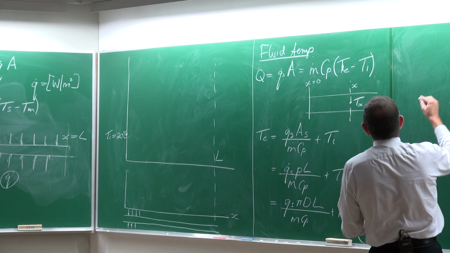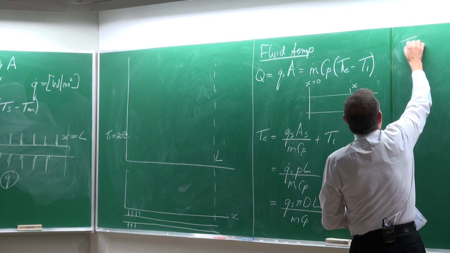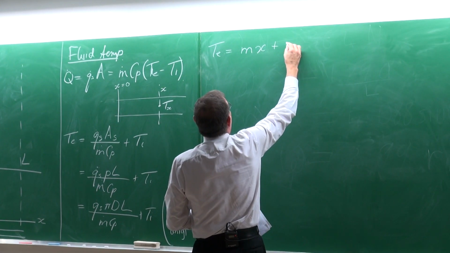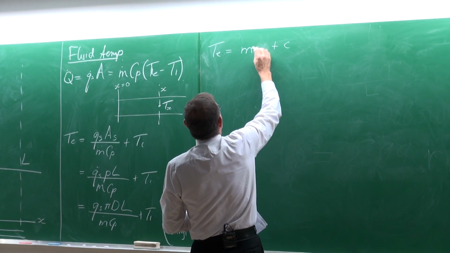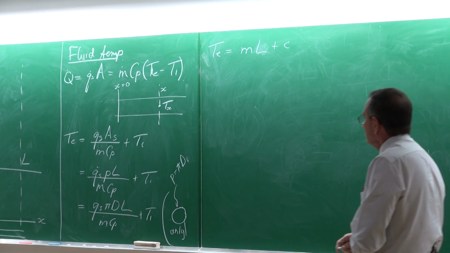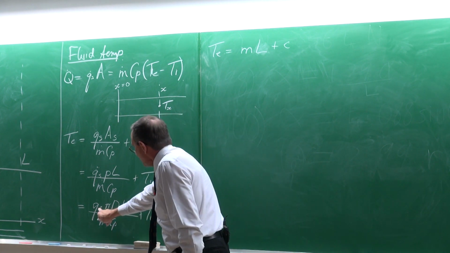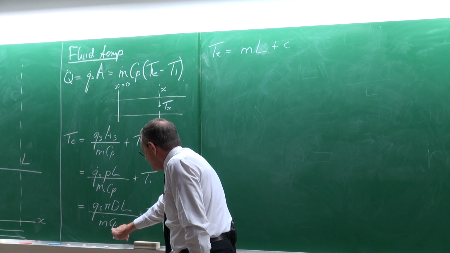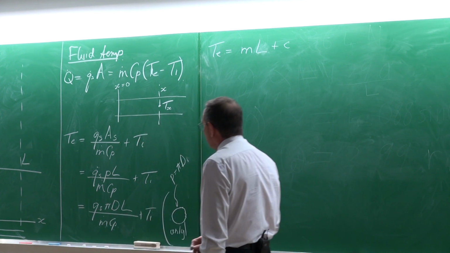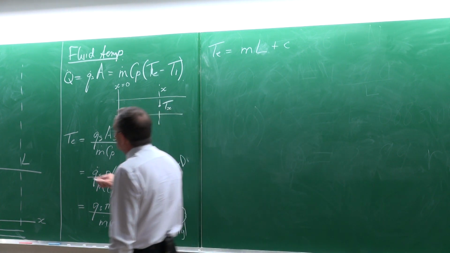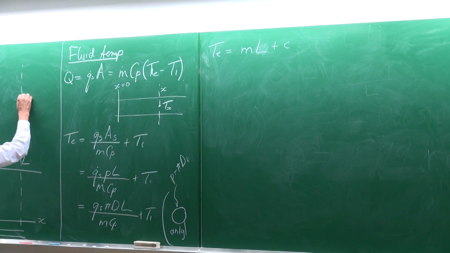So in general, we can see that the outlet temperature is equal to mx plus C. Where in this case, x is now equal to L, so mL plus C. This is a constant, that's a constant, the mass flow rate is a constant, and in general the Cp doesn't change that much. So we can use this equation to determine the outlet temperature, so that is Te.